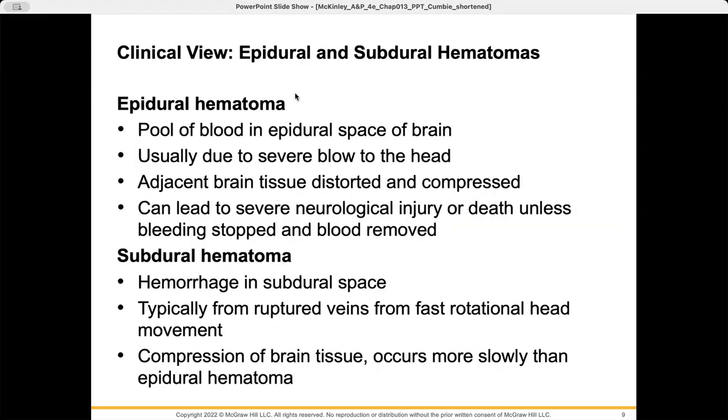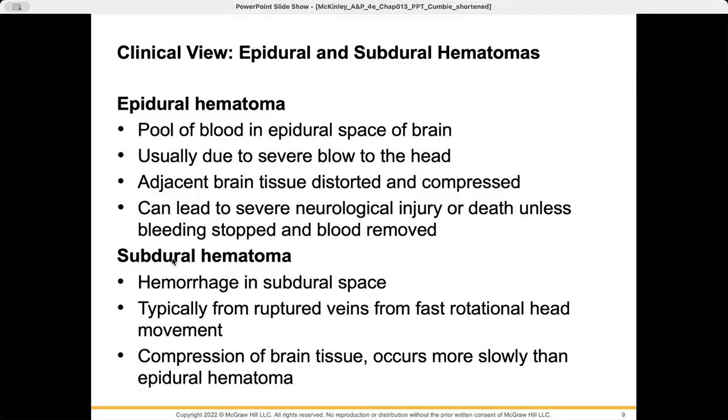We do have a clinical view for this. These are epidural and subdural hematomas. These are referring to the spaces. Epidural would be outside the dura mater. Subdural would be below. A hematoma is a pool of blood that can form. So an epidural hematoma is one that forms in the epidural space, outside of dura mater, usually due to some sort of blunt force trauma to the head. And this can lead to severe neurological issues and even death if the brain bleed cannot be removed. And the blood will need to be drained from this type.